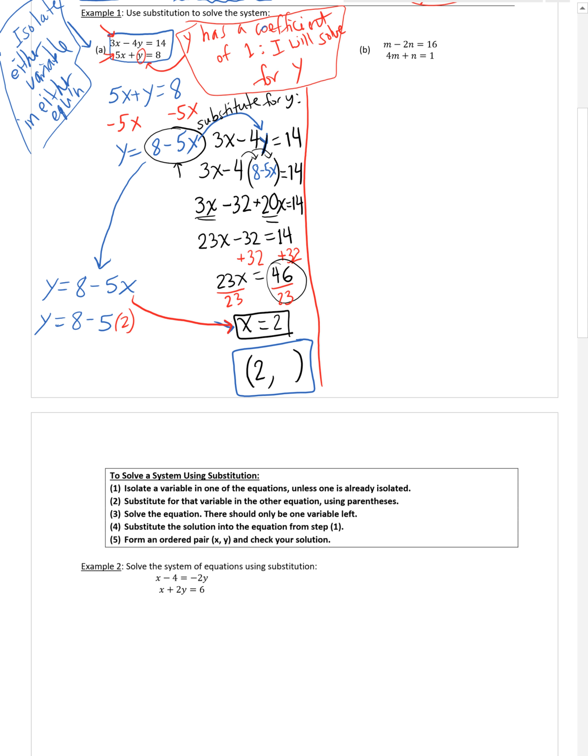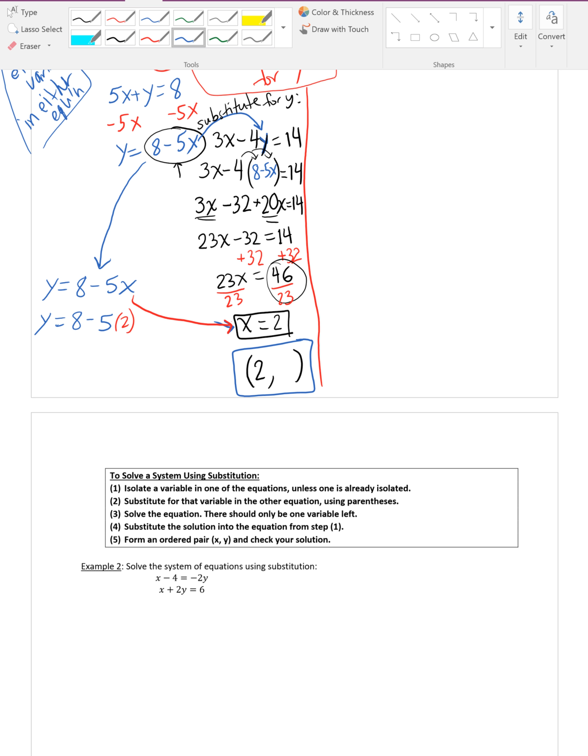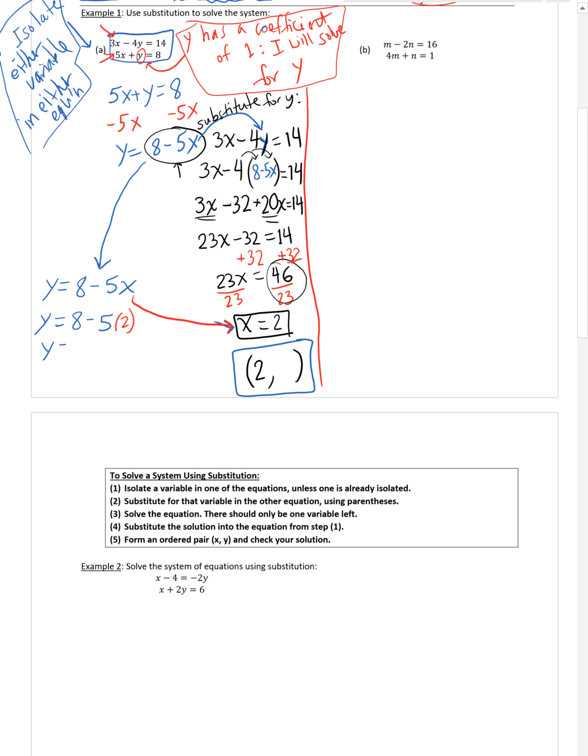Okay, so let's substitute, because x equals 2 is what we found. And let's simplify that. Y equals 8 minus 10. And if you combine those like terms, you get negative 2. There we go. So we found x and we found y. That must be our ordered pair. Beautiful.